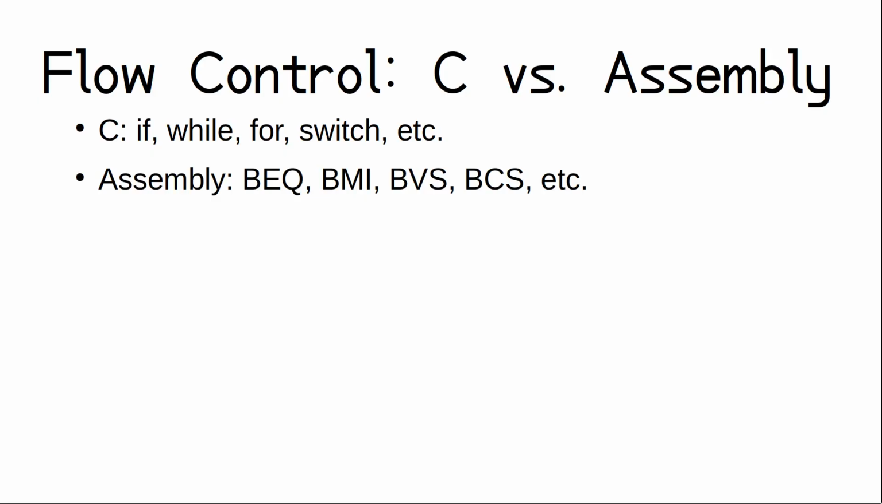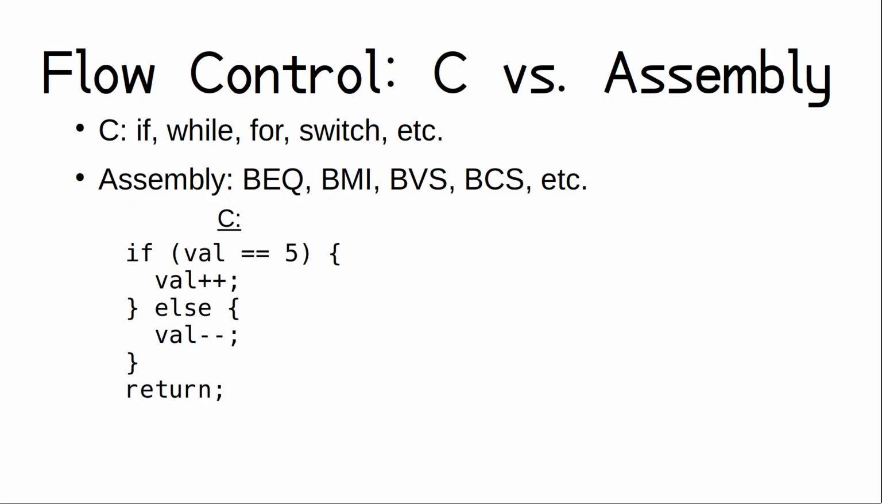In 6502 assembly, each instruction does basically a single thing, so you have to use branching instructions like BEQ, BMI, and others that change the path of execution based on bits in the status register. Here we see a very simple if-else statement in C that will increment a value if it is equal to 5, otherwise it will decrement it, then return from the current function.